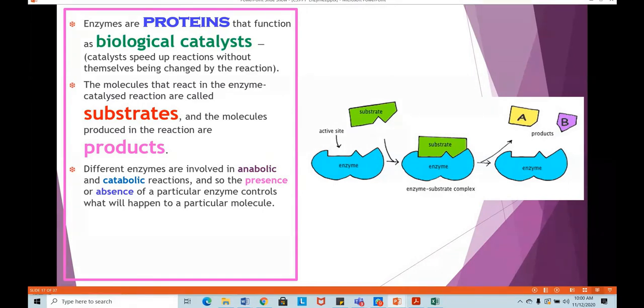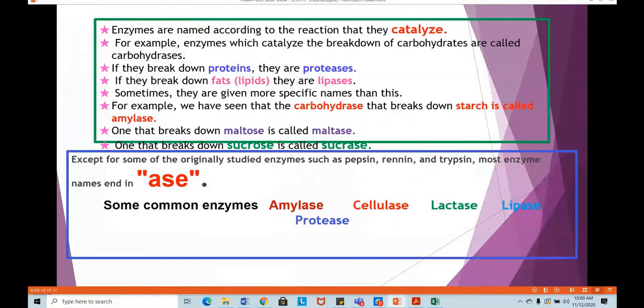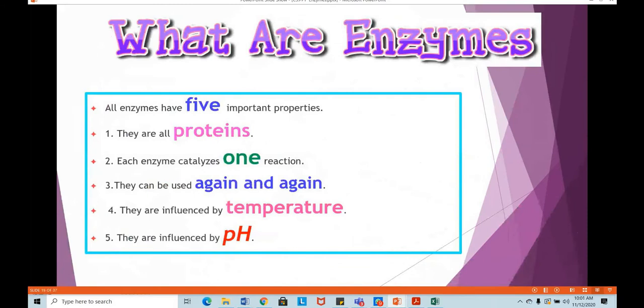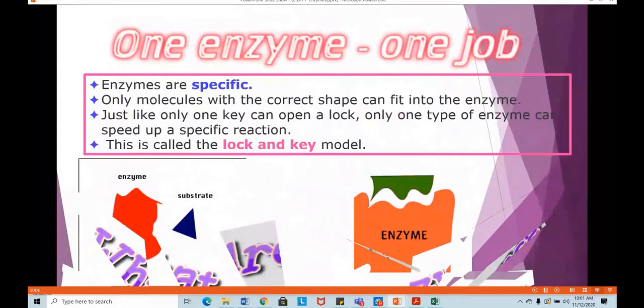Okay, so different enzymes have specific functions in different types of reactions. Not all enzymes can work on all the reactions, as we studied yesterday. We also studied how names have been given to various enzymes depending upon their function, and each enzyme name ends with ASE, except for specific enzymes like pepsin, renin and trypsin, which have been named originally. Apart from that, all the names end with ASE. You can recognize the enzyme. So these are the 5 properties of enzymes.